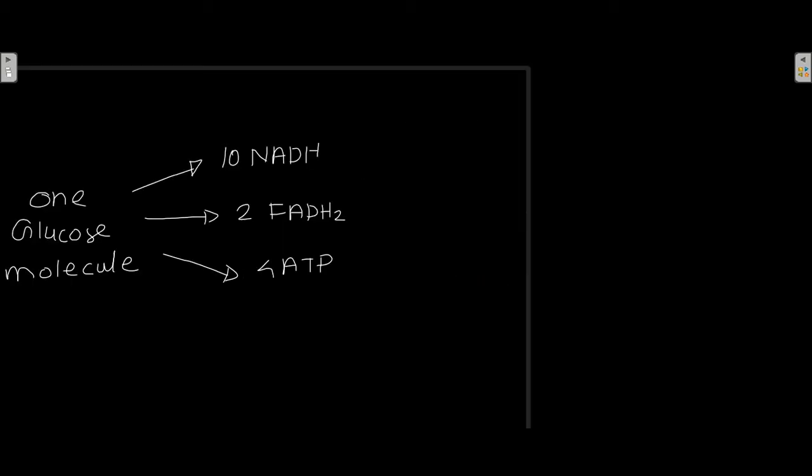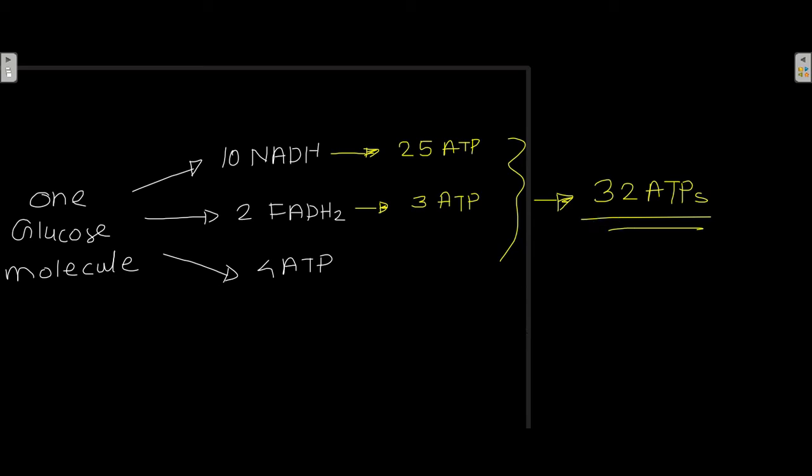And as you note, 1 NADH molecule gives 2.5 ATP. So 10 NADH molecules will give about 25 ATPs, and then 1 FADH2 gives 1.5 ATPs, so you get 3 ATP here and you have 4 ATP. So 25 plus 4, 29, plus 3, 32. So in total, one glucose molecule will produce 32 ATPs. Okay, once this NADH and FADH2 go into the electron transport chain, they will be responsible for synthesizing ATPs. So this is how the calculation goes.